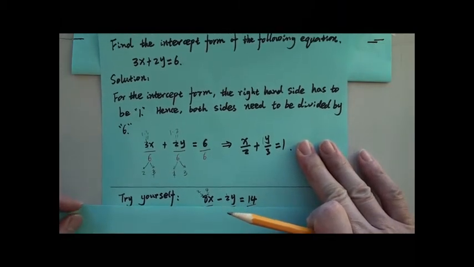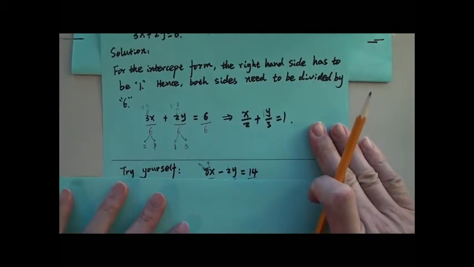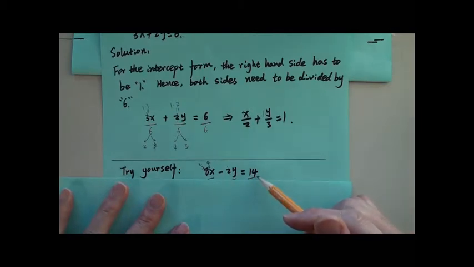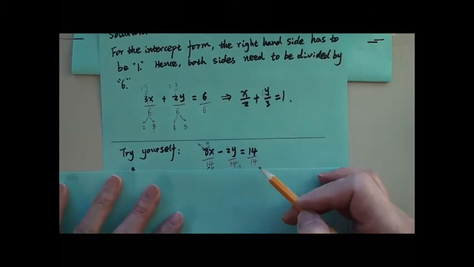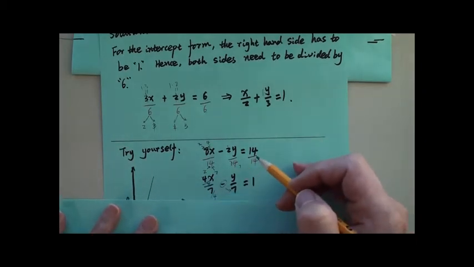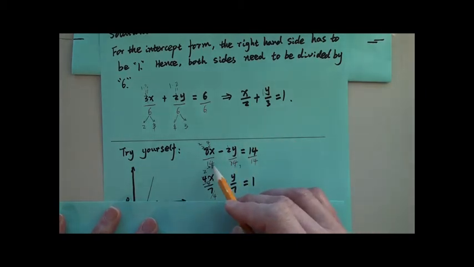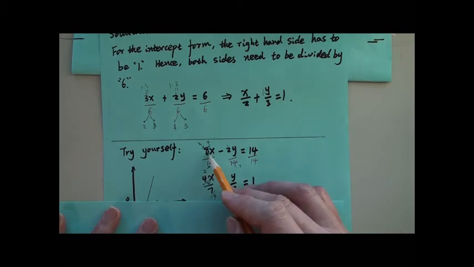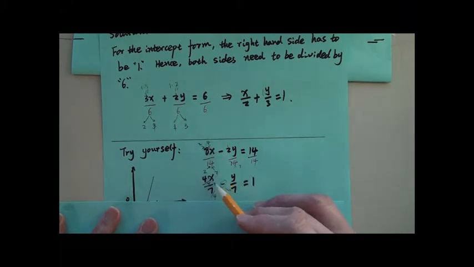How to change this one to the intercept form? Both sides divided by what? By 14. You want to make the right-hand side be 1. Divided by 14. So 14 divided by 14 is 1. Okay. There are some details here. So 14 is 2 times 7. You cancel 2, so downstairs is 7. 14 is 2 times 7. 8 is 2 times 7. You cancel 2, so you have a 4 over 7 left over.